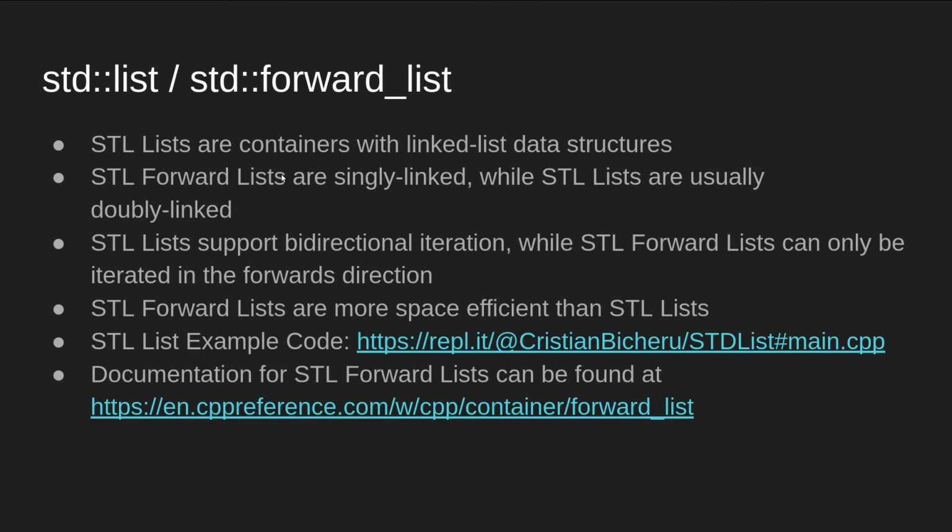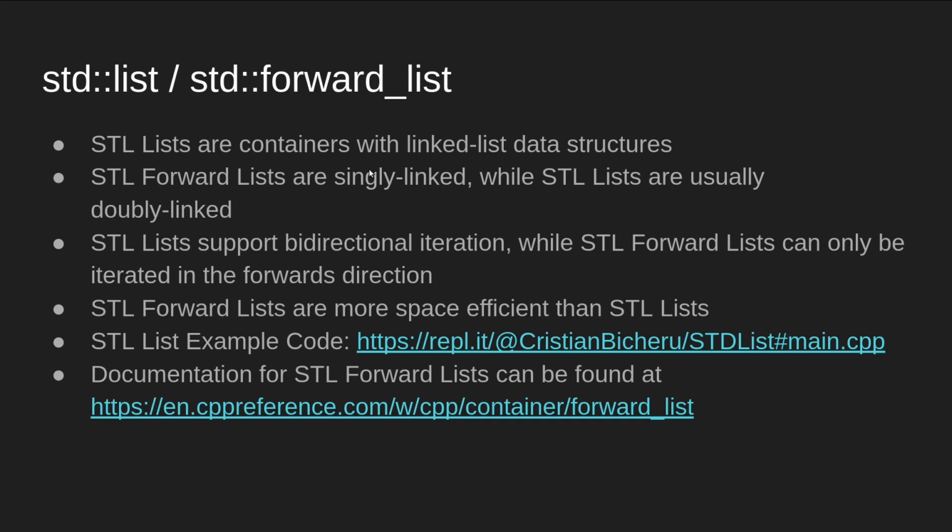So STL lists, they're containers with linked list data structures. So basically, in a linked list, each element basically has a pointer to the next element in the list and the element before it. So it's kind of like a chain. Each element tells you where to go next, or if you want to go backwards. And that's in a doubly linked list.